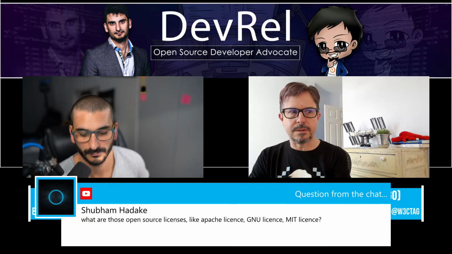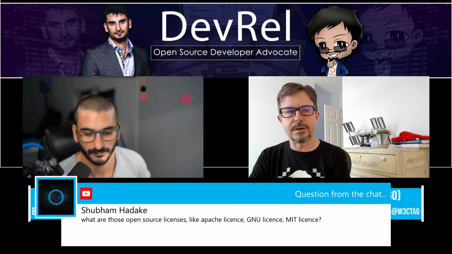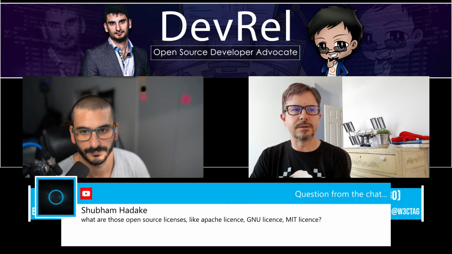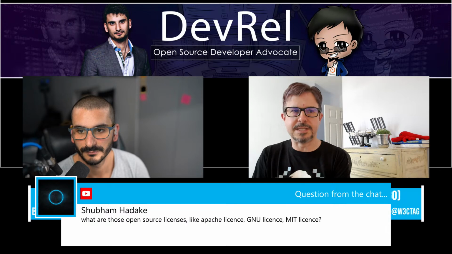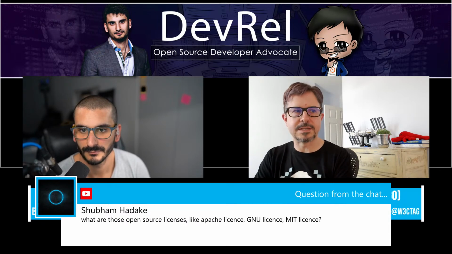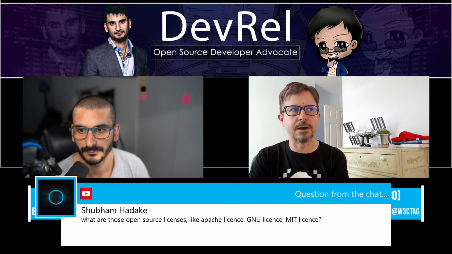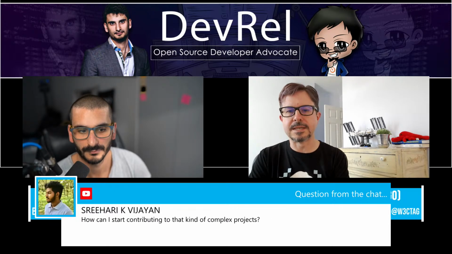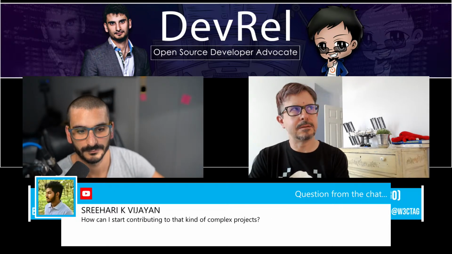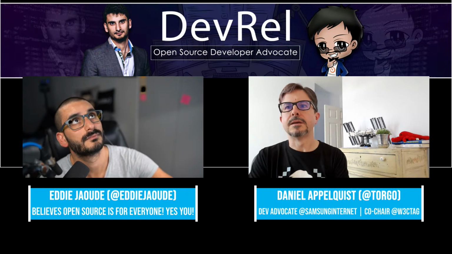So yeah, I don't know if that answers the question or not, but there are equivalents to the GNU license and MIT license. Some things that are released out of W3C are released under the MIT license, open source projects in particular.